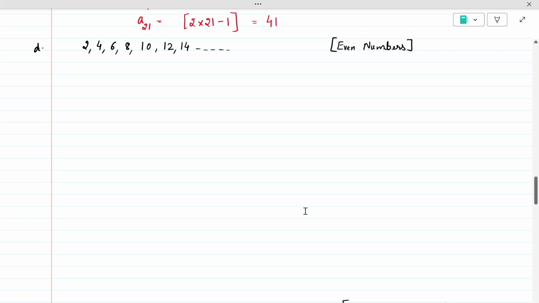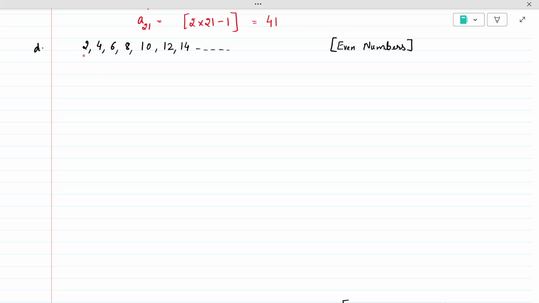The next one we have is the even number sequence. So kids, as we can see here, this is a sequence of even numbers. So what are even numbers? The numbers which are divisible by 2 are called even numbers. And in this sequence, in this pattern, what we can see is that the sequence starts with 2.